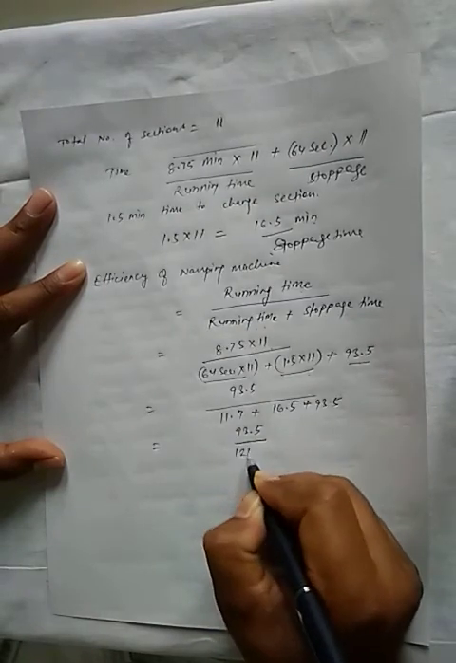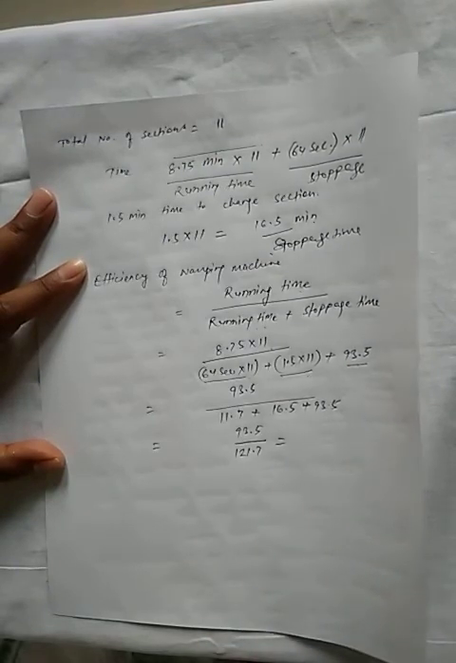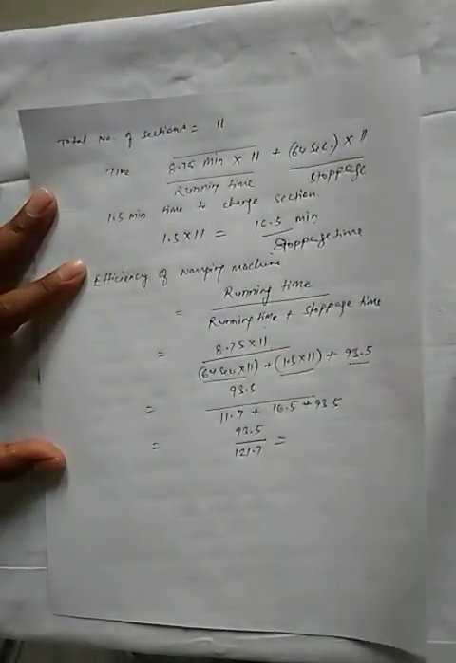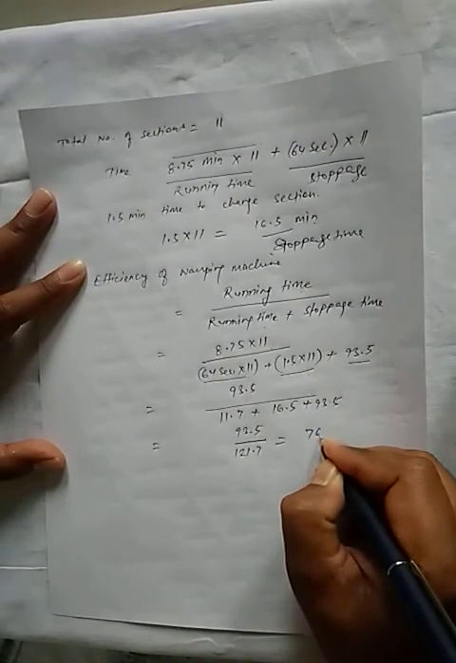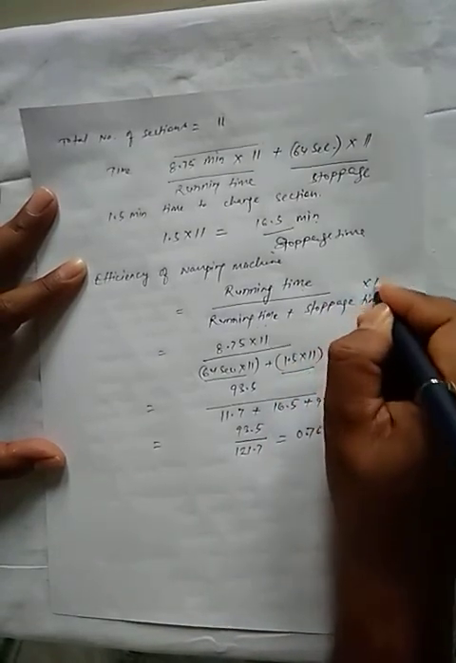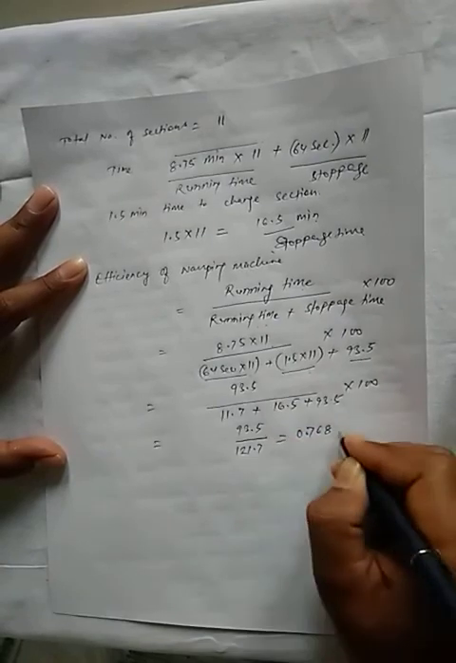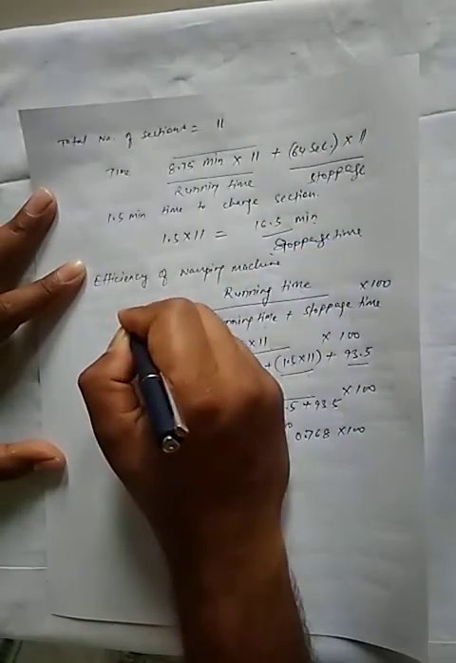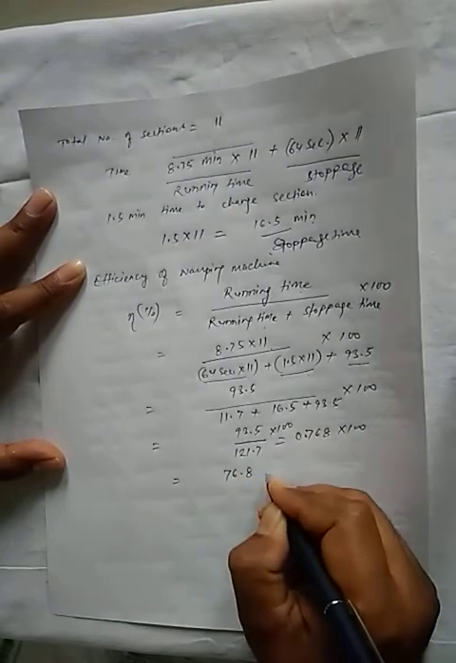So that comes to 93.5 divided by 121.7. So the efficiency is 93.5 divided by 121.7, that is 0.768, and when we multiply it by 100, this will give us efficiency in percentage. So 76.8% efficiency.